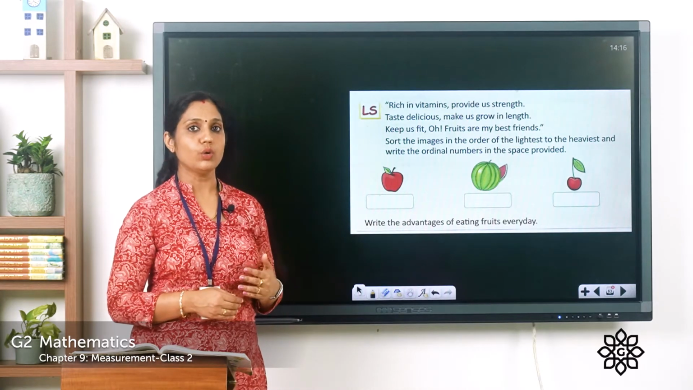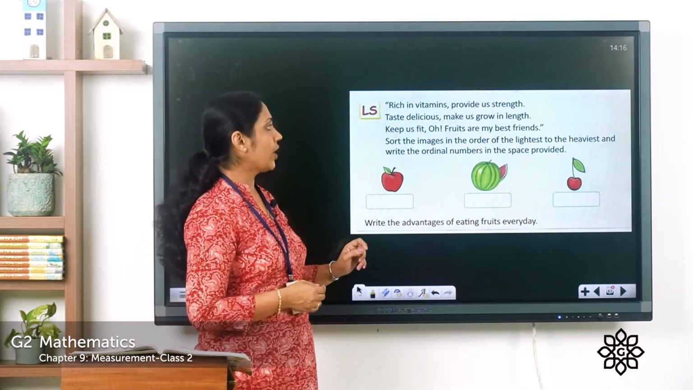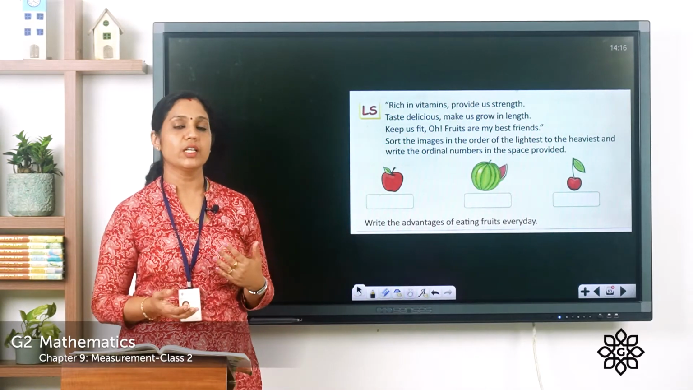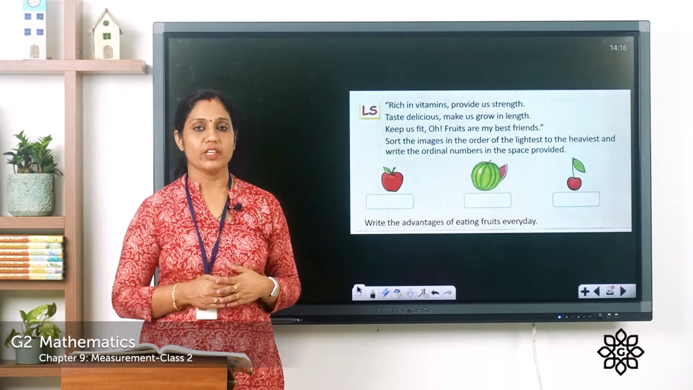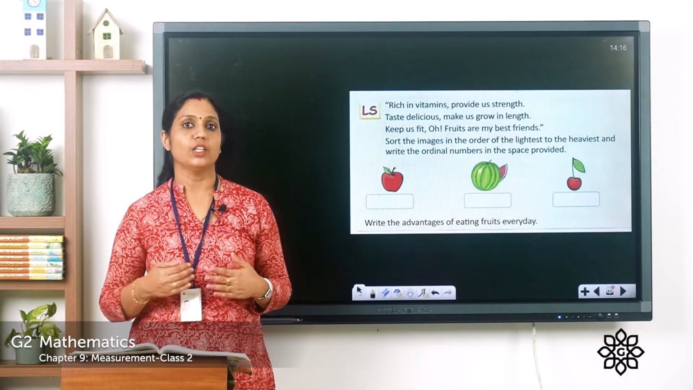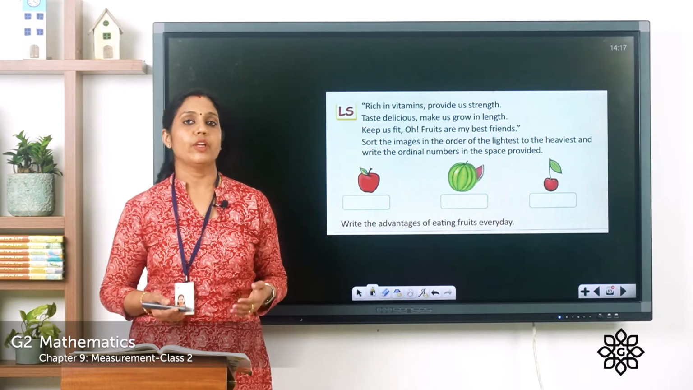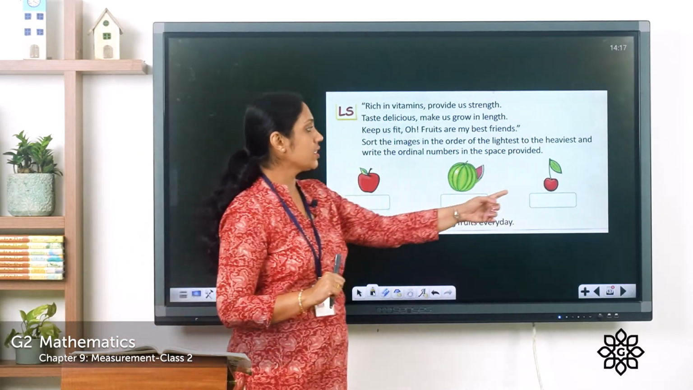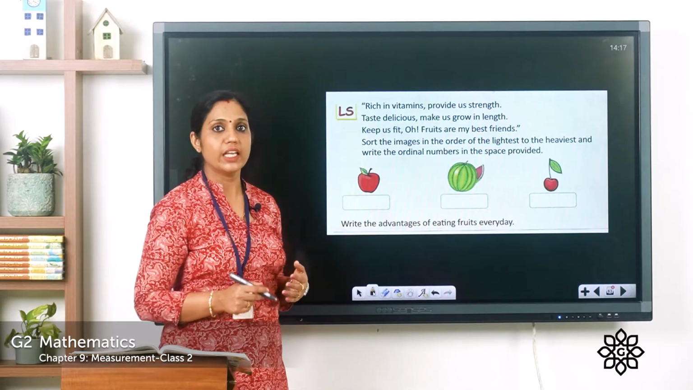After sorting it out, what we have to do? We have to write the ordinal numbers in the space provided. So we have learnt about ordinal numbers in our previous chapter itself. So what is it? First, second, third, they are the ordinal numbers. So we have to write the ordinal numbers. Here the lightest object is this cherry. So we have to write there first.